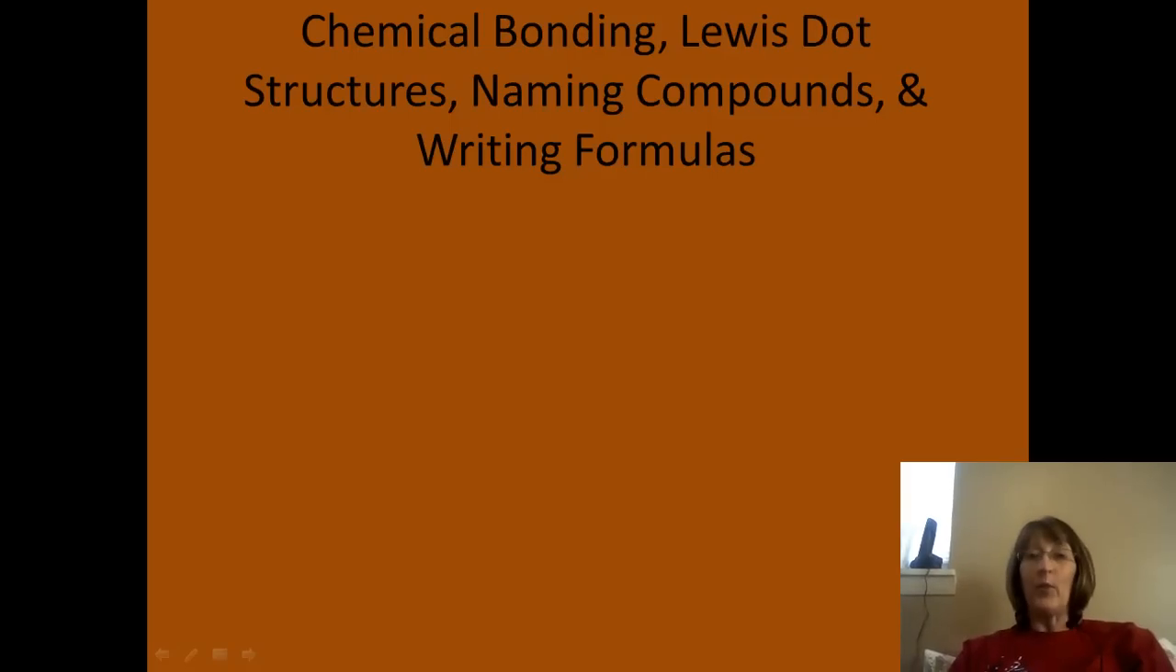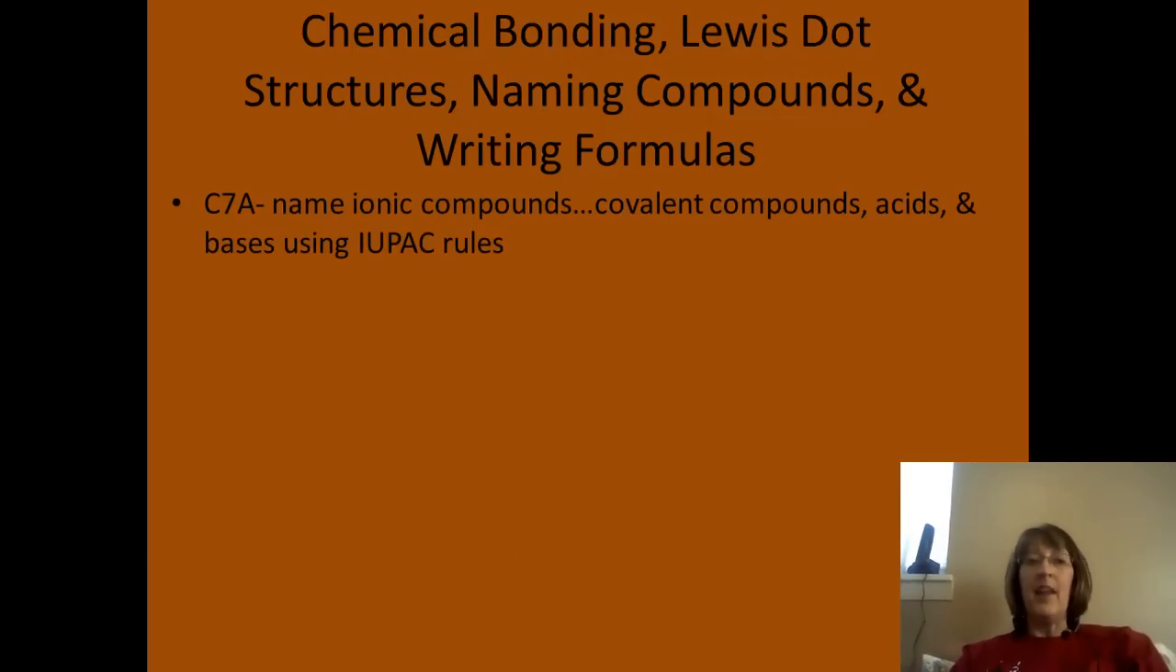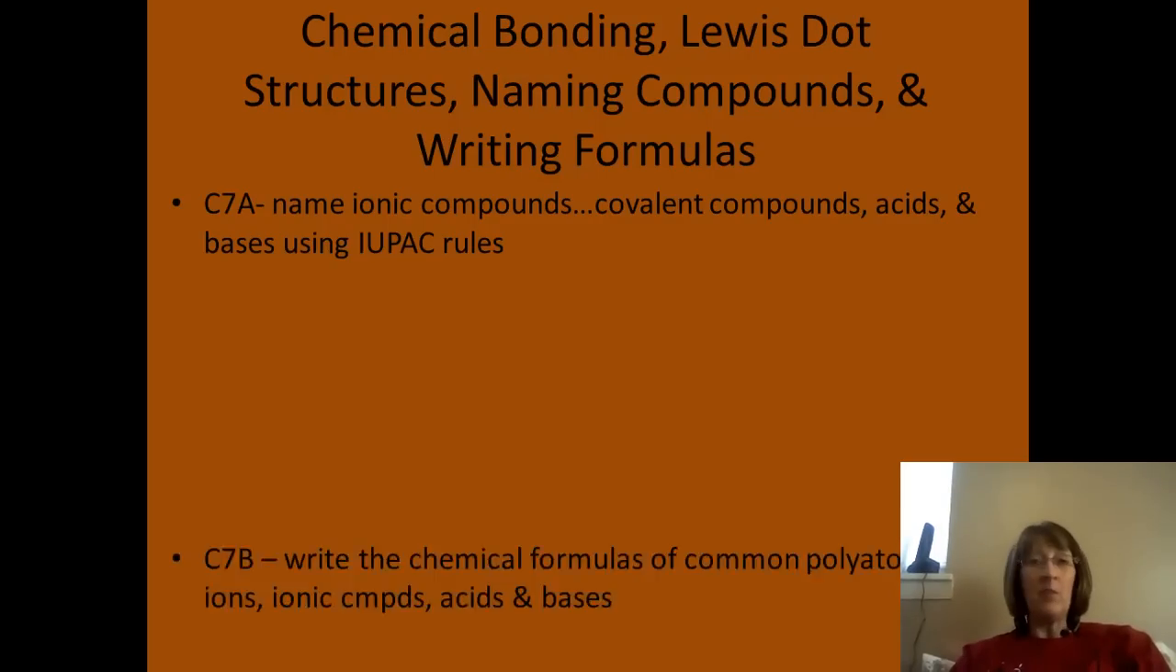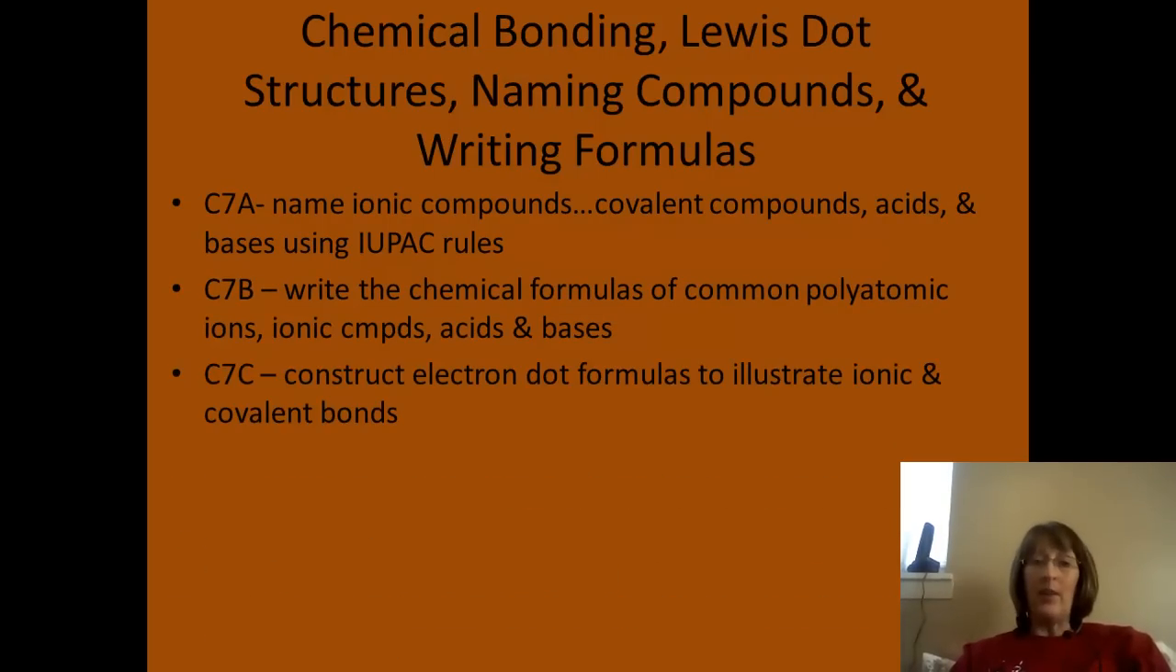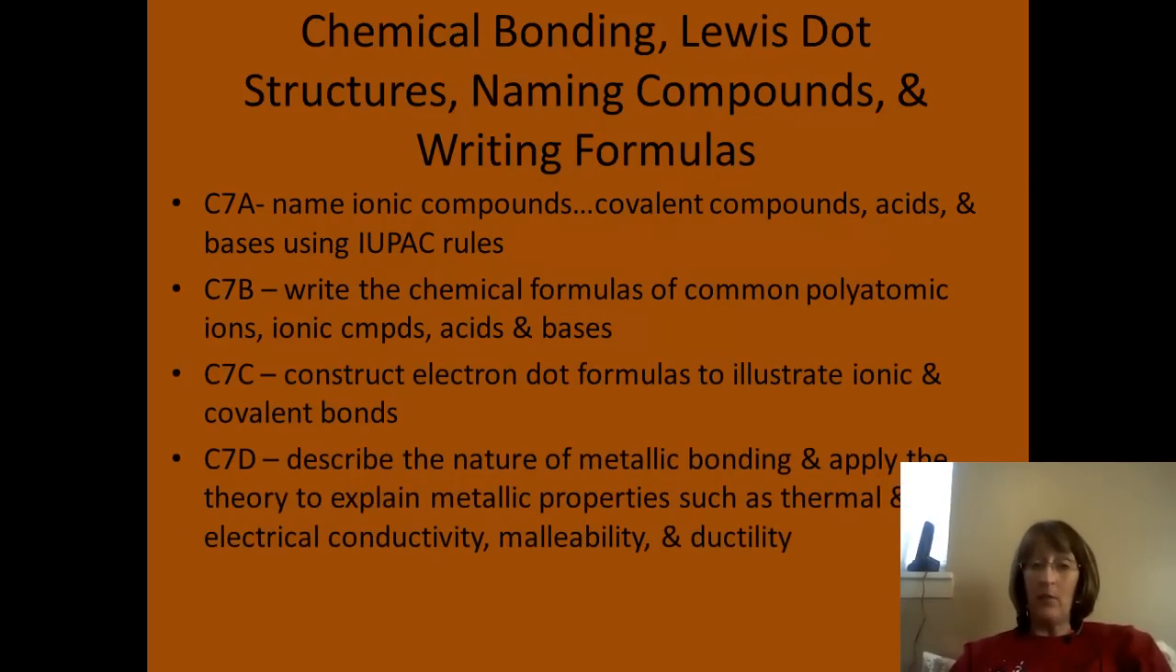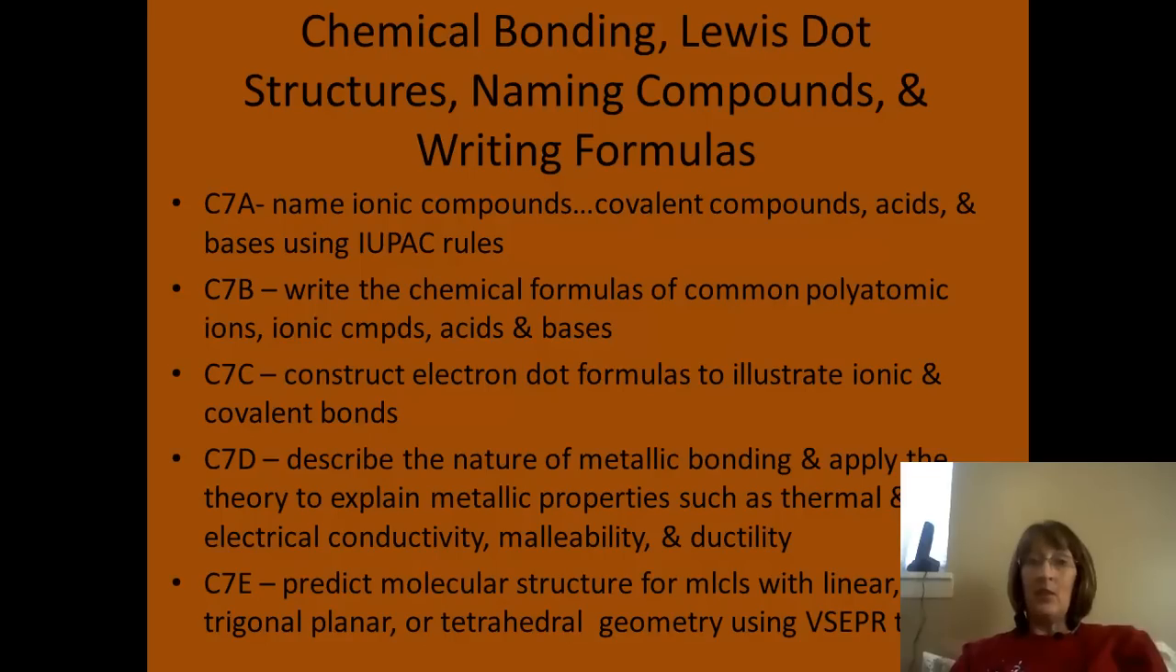Alright, we're ready for part 3, chemical bonding, Lewis dot structures, naming compounds, and writing formulas. And we're still working with those tasks where you have to name the compounds, write the chemical formulas, construct electron dot models of the formulas, and describe the nature of metallic bonding. Finally, figure out what the molecular geometry would be for certain ones.